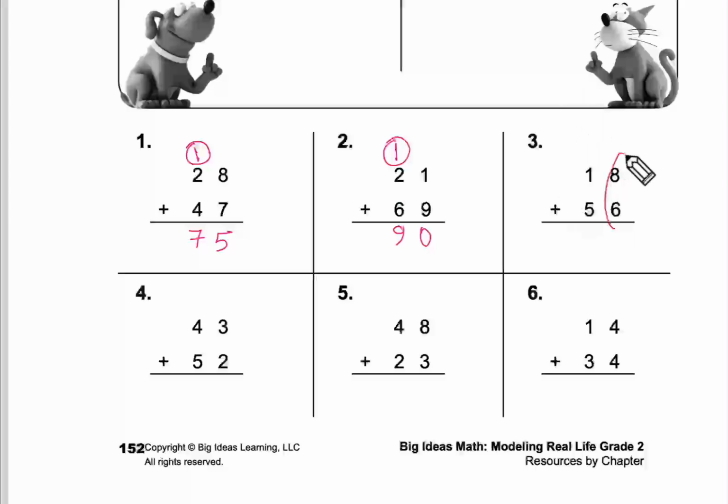We start with ones, of course. 8 plus 6, 14. So 4 and carry up 1. Okay. 1 plus 1 is 2 and 2 plus 5, 7. So the sum is 75. Thank you, my dear. Good.